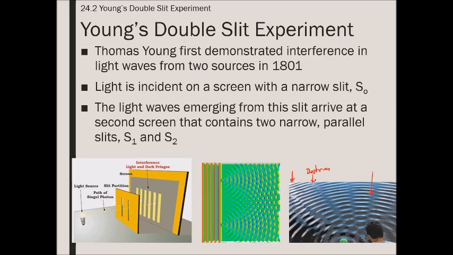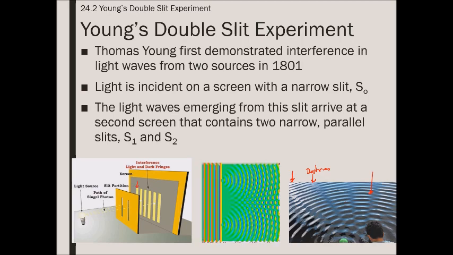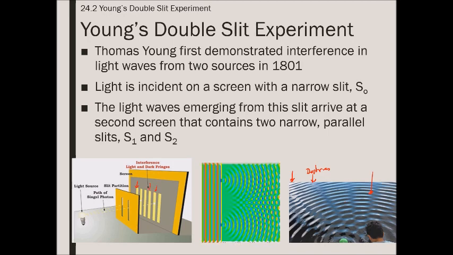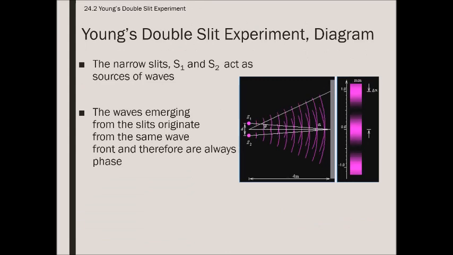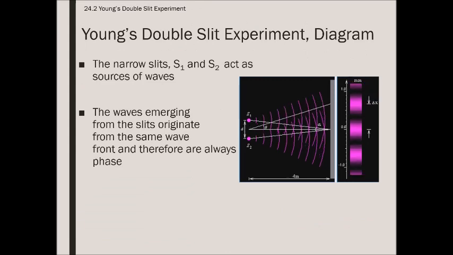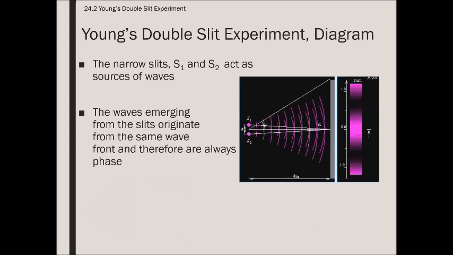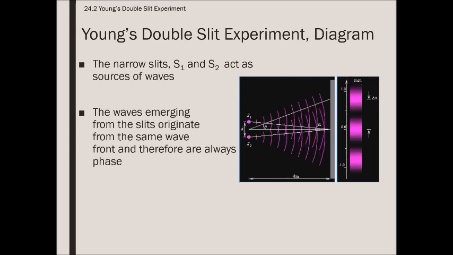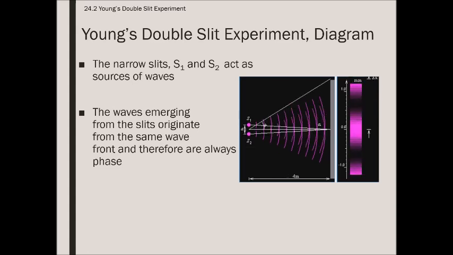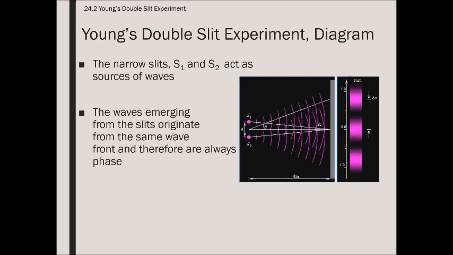And what happens when we put this on the screen is we'll basically get bright areas and dark areas on a screen, and it'll be stripy. So the slits act as two basically sources for the wave. As the light comes through, it basically creates two waves that are in sync with each other and are therefore able to interfere with each other.